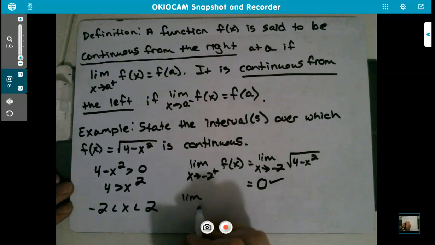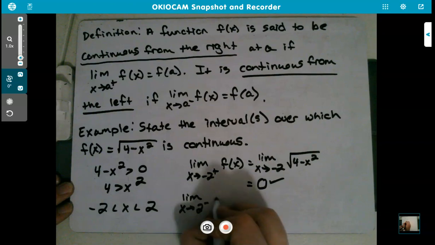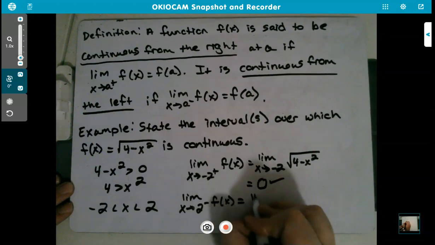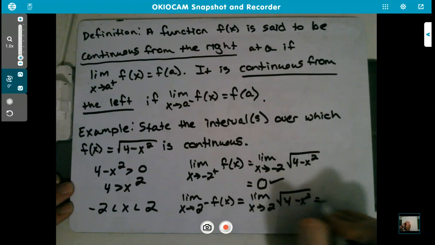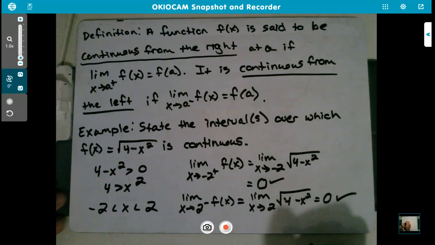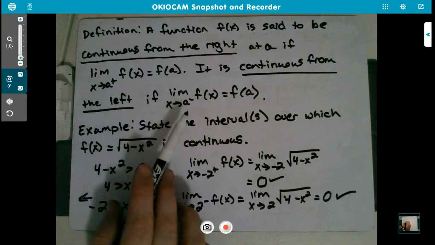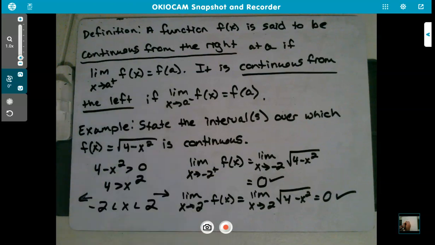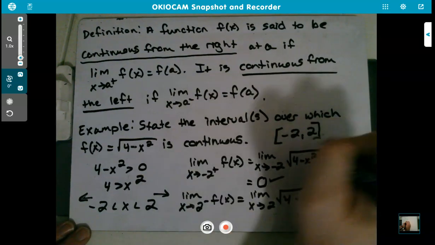Do the same thing for 2 from the left side. Since everything is defined on that side, we can do the same thing, which is 0. So that's also good. So my point here is that because it is undefined everywhere to the left of this point or to the right of that point, I only need to worry about the right or the left of them, because everything else doesn't even count. So this would be the interval from negative 2 to 2, including them.